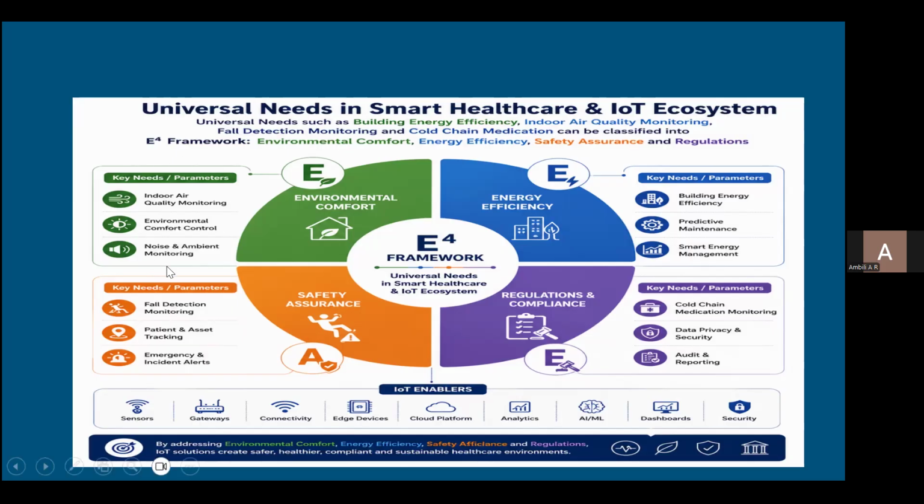Now, the third aspect of environmental comfort is noise and ambient monitoring. Excessive noise can affect patient recovery, because excessive sounds inside ICUs or around elderly people can increase the heartbeat or blood pressure, which can also affect the recovery of the patient. IoT sensors can help monitor noise levels and maintain a clean environment inside hospitals.